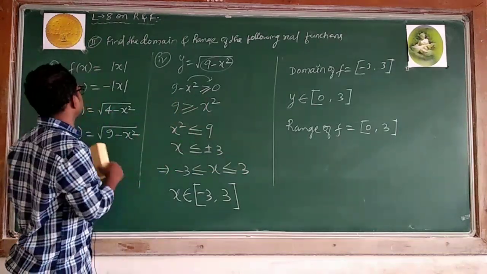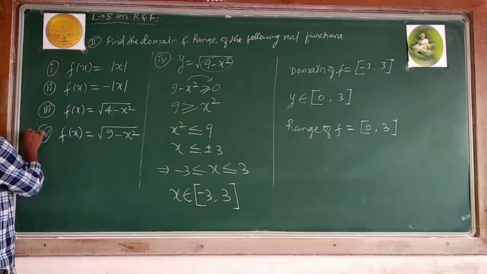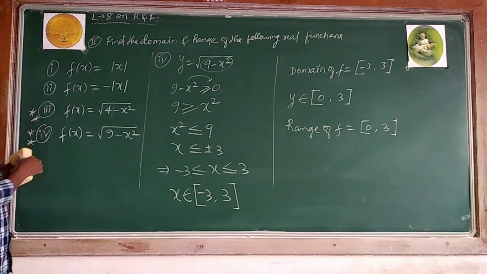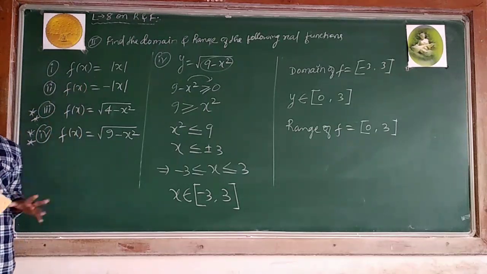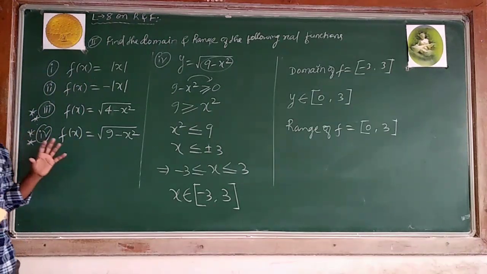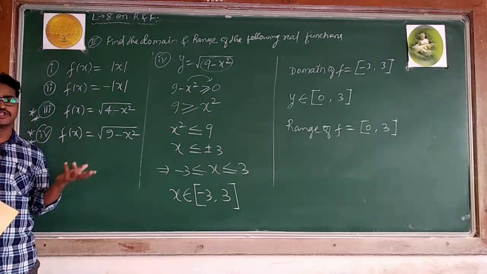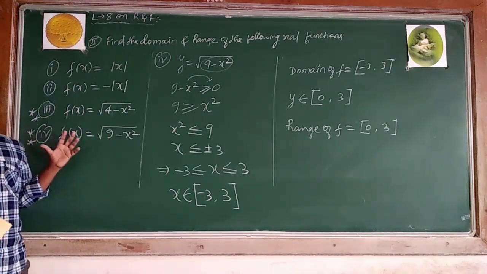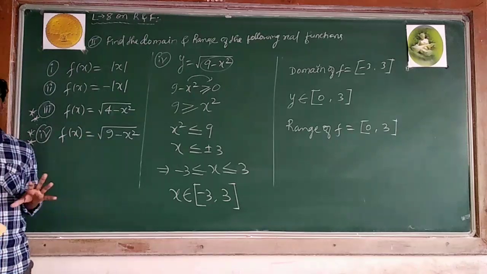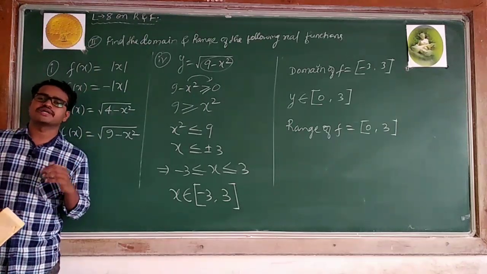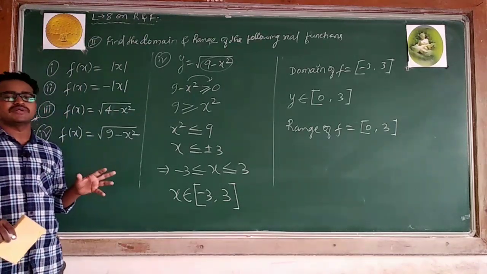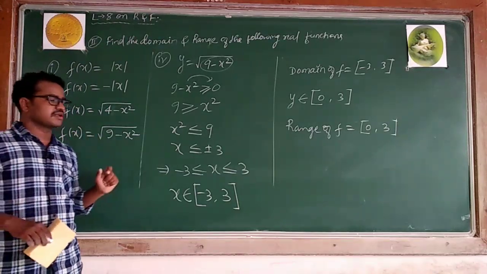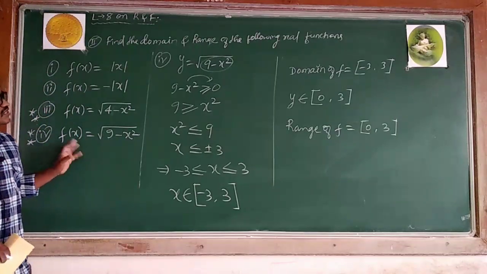These problems are very important. You will get 2 or 3 marks questions like this in the exam. The only thing is you have to understand how to find the domain, and corresponding to that you will get the range. While finding domain and range, concentrate on root values and rational functions, meaning numerator and denominator. For a denominator, you avoid denominator equal to 0. If it is 0, the function does not exist.